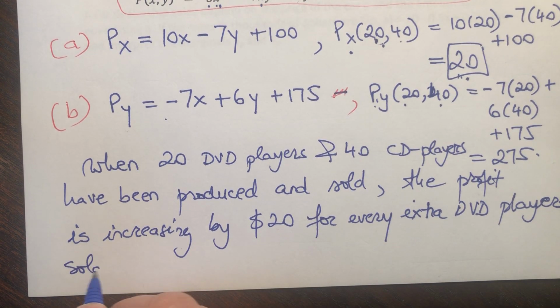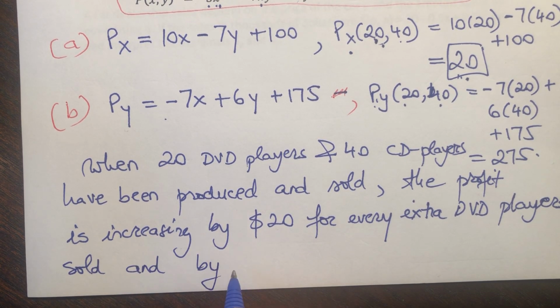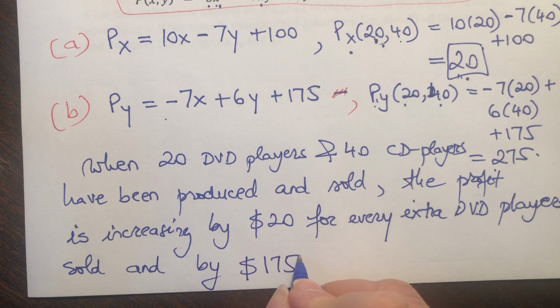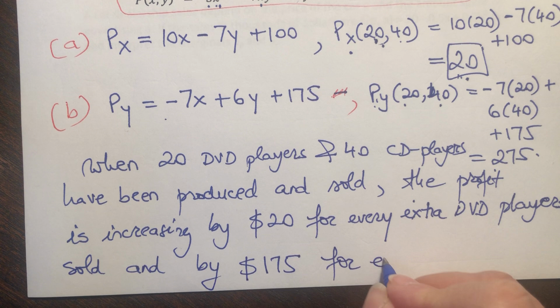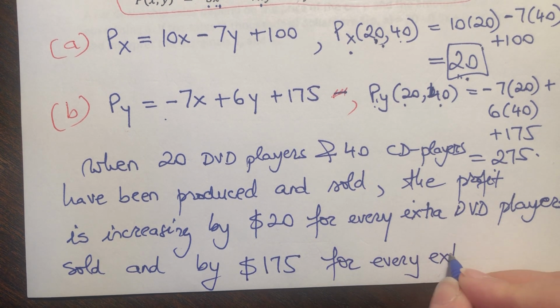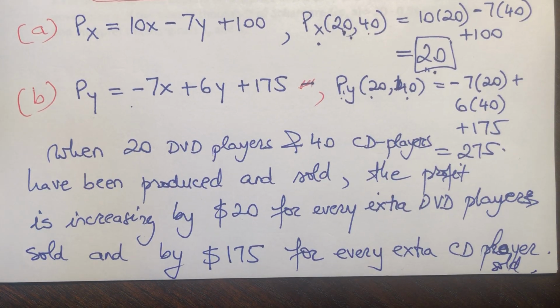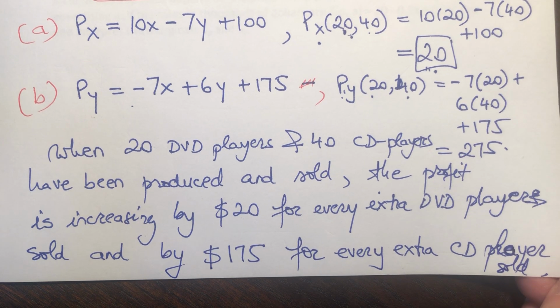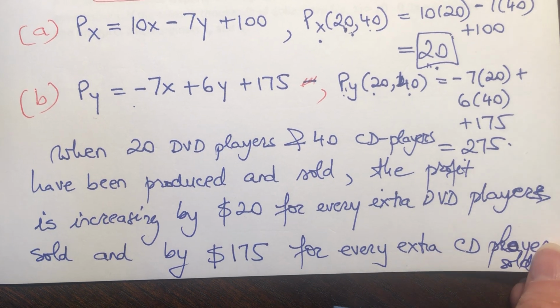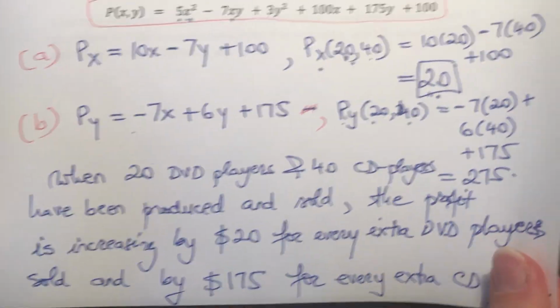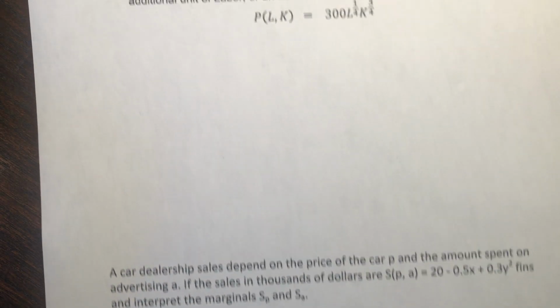and it's going to increase by what? By $175 for every extra CD player produced and sold. I'll just write sold. Okay, does that make sense? All right. Okay, well, here it is. So same story, except you're dealing now with two variables rather than just one. Okay. So I got a couple more problems for you.